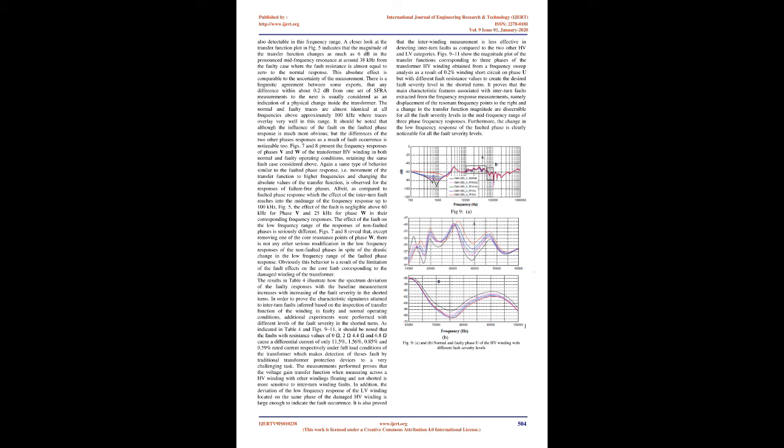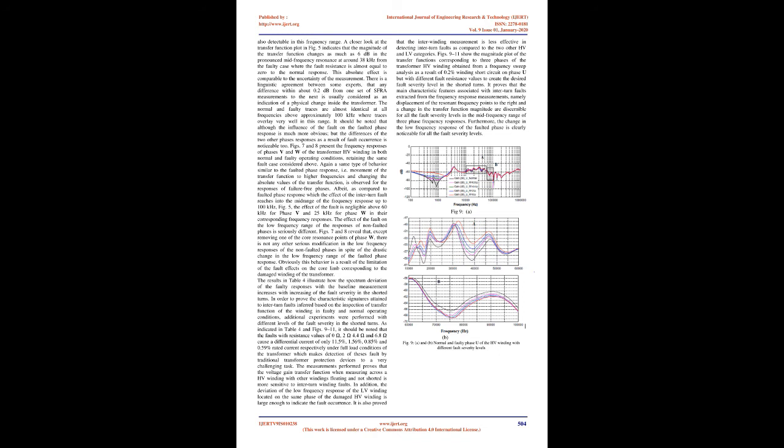A closer look at the transfer function plot in Fig. 5 indicates that the magnitude of the transfer function changes as much as 6 dB in the pronounced mid-frequency resonance at around 38 kHz, from the faulty case where the fault resistance is almost equal to 0 to the normal response. This absolute effect is comparable to the uncertainty of the measurement. There is an agreement between some experts that any difference within about 0.2 dB from one set of SFRA measurements to the next is usually considered as an indication of a physical change inside the transformer. The normal and faulty traces are almost identical at all frequencies above approximately 100 kHz, where traces overlay very well.